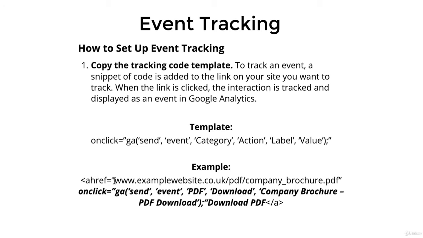So in this scenario, that's why we would be using event tracking. So what we have here is the normal link that we'd have for them to download the PDF. And then we also have this extra information that we're sending an event to Google Analytics saying they downloaded a PDF, and it was this particular PDF. And this is the text here that would appear on the website as a user reads it. They just see download PDF. They wouldn't see any of this extra information. So that's the first step, copy the tracking code template.